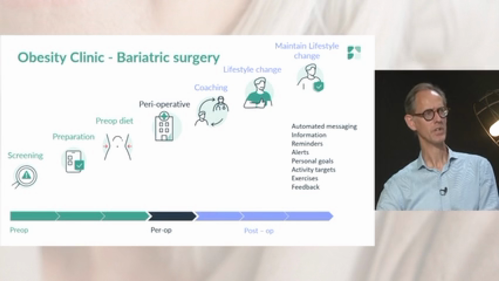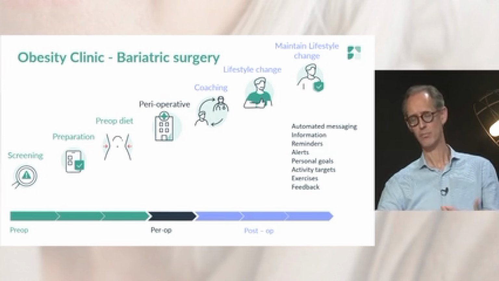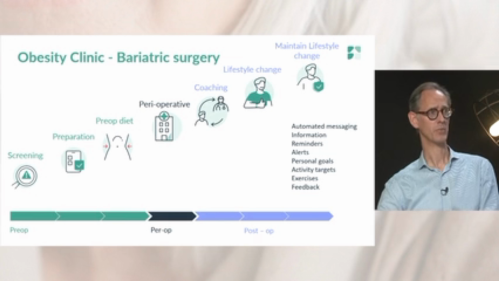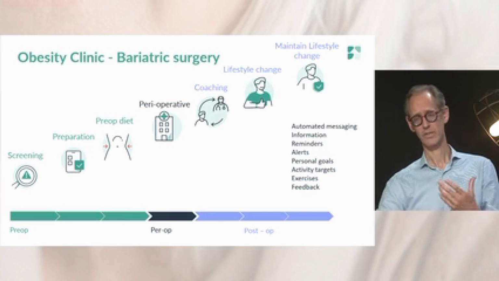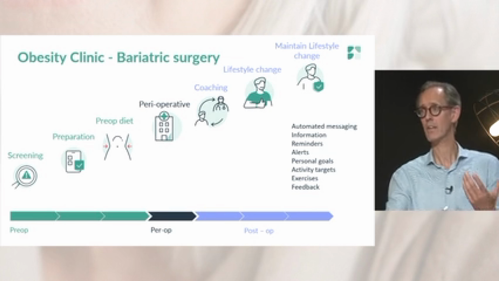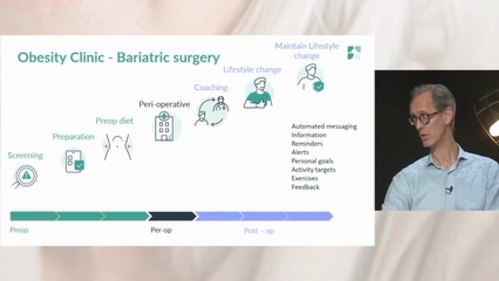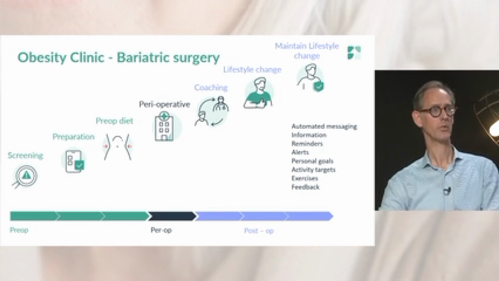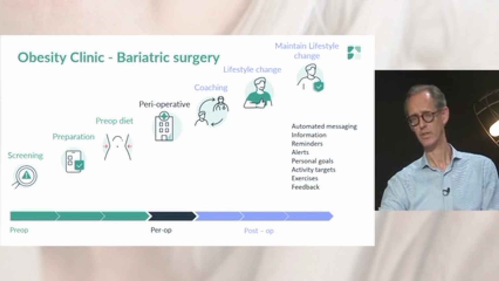And during the preparation, they will adjust already their eating habits. They will get a lot of information on vitamins, on protein diet, and that's what they'll start with about 2 weeks before surgery. They'll start with a protein diet, and again, we can use the application to make sure the patients do that properly. Then, obviously, we have a perioperative phase.